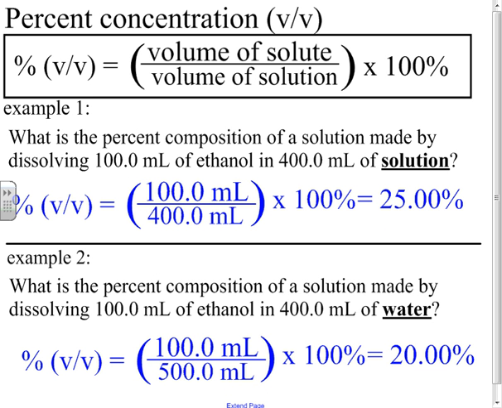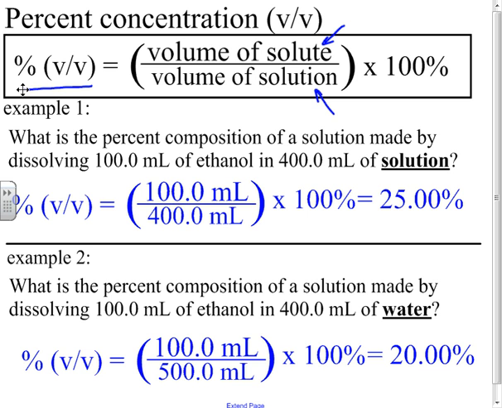We'll start with percent concentration volume per volume, and the equation you see here is: the percent concentration volume per volume is the volume of the solute divided by the volume of the solution times 100%. Note, as in all percent problems, it's one part divided by the total. The solute is the one part, the solution is the total that consists of both the solute and solvent added together, and that is something to pay attention to here.